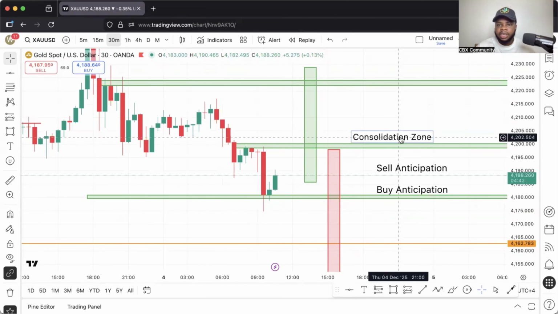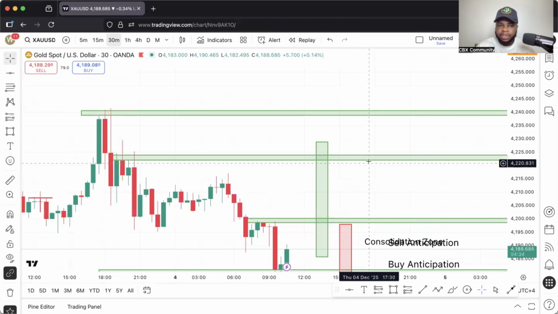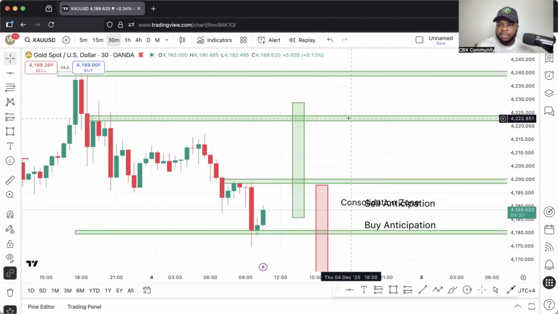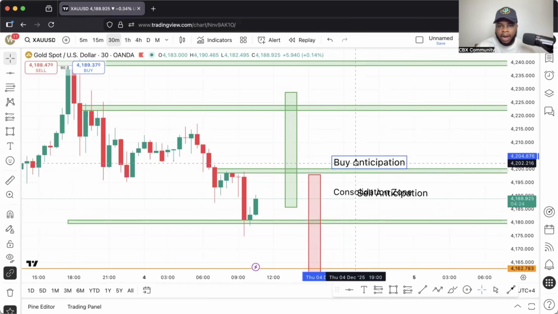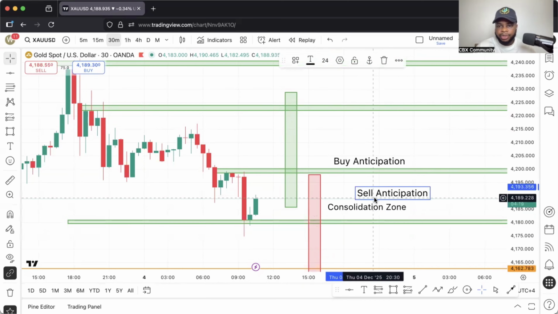So our target should be from this resistance to this support. Then from this resistance to this resistance, and from this resistance to this resistance. So if there is volume, the volume should be able to break this resistance for it to continue to go up. So our target is this resistance zone. That means our buy anticipation will be here and our sell anticipation will be here.